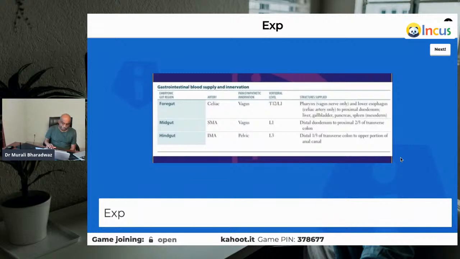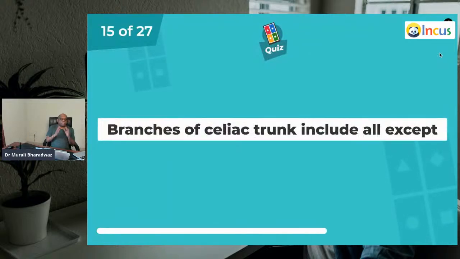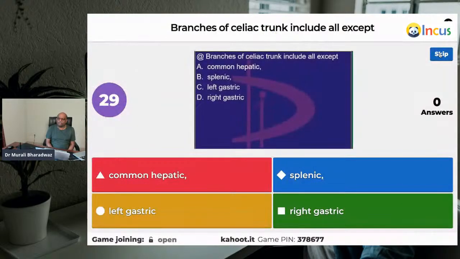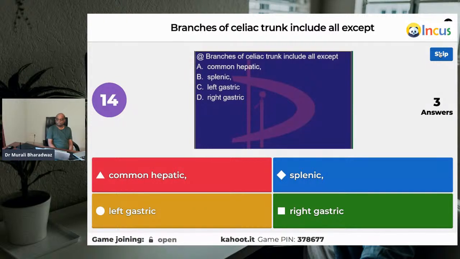So, doctor, the next question. Branches of the celiac artery, directly from the celiac artery, include what? All these are included except. Branches of the celiac trunk include all except. I'm talking about the direct branch of the celiac trunk. Punch.